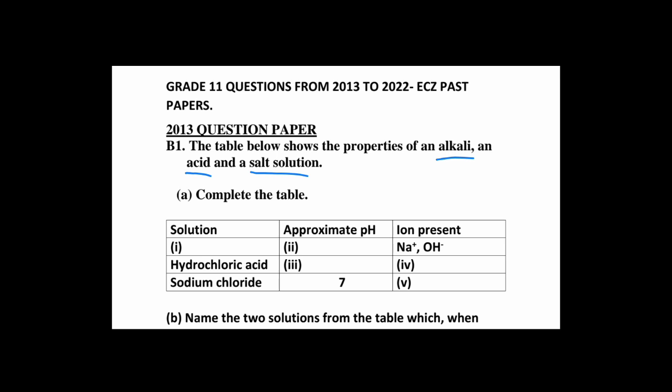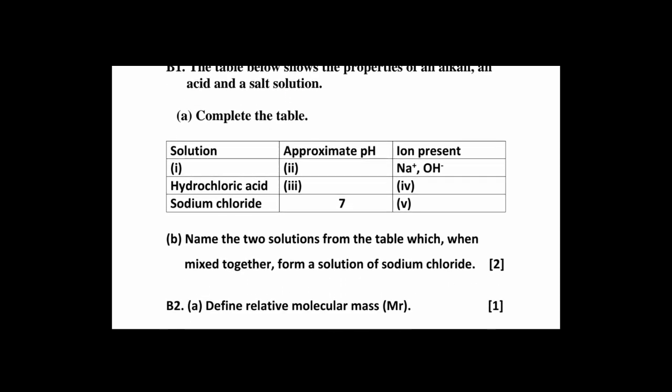Meaning, looking at how we are going to answer this question is a reminder that you need to study the topic. Complete the table. You need to analyze the question. So we are having the column where we have the type of solutions used. We have one which is not given to us, hydrochloric acid, sodium chloride. Hydrochloric acid is actually an acid, sodium chloride is a salt.